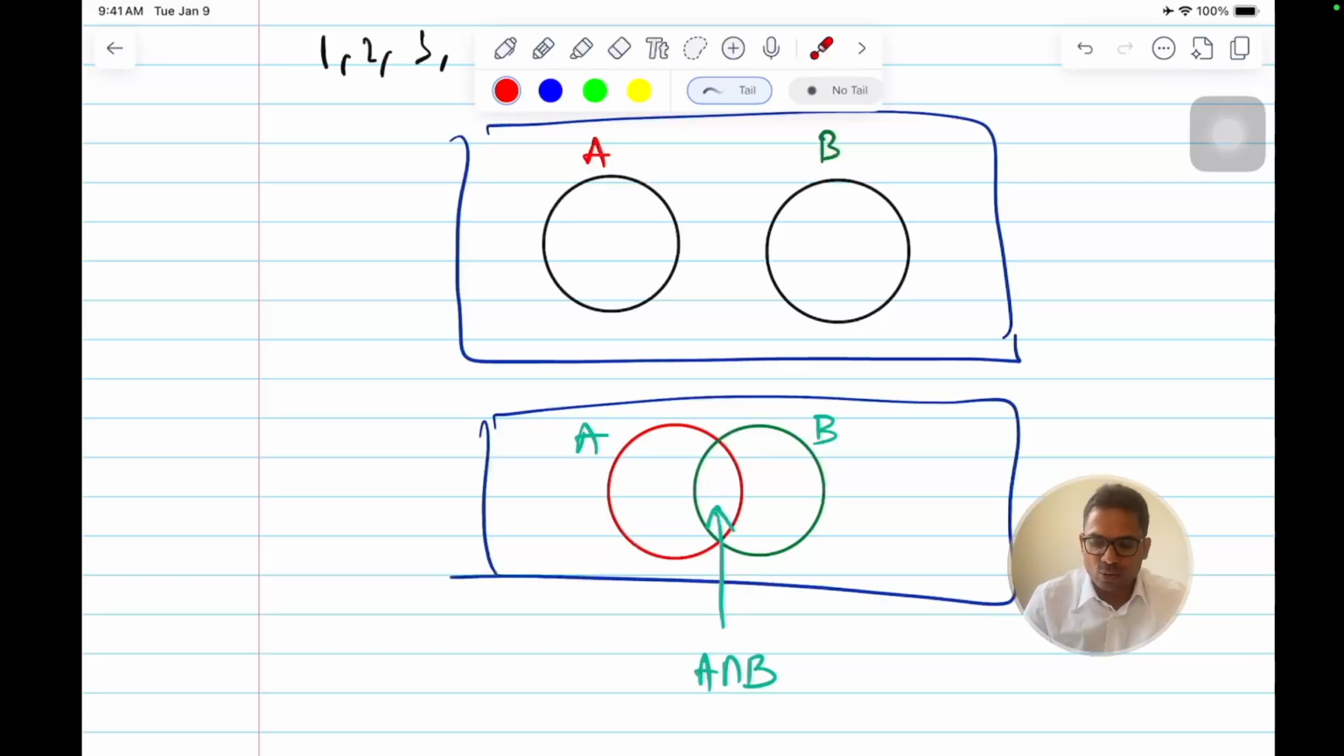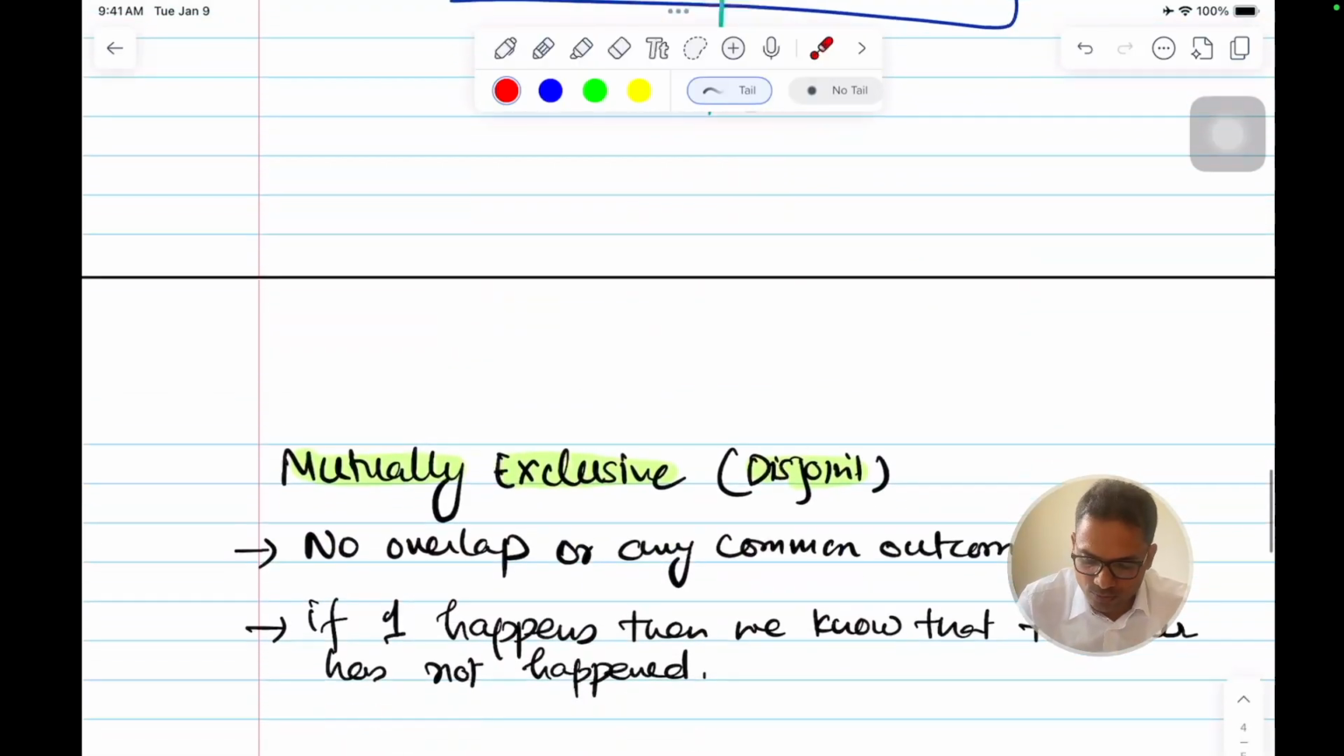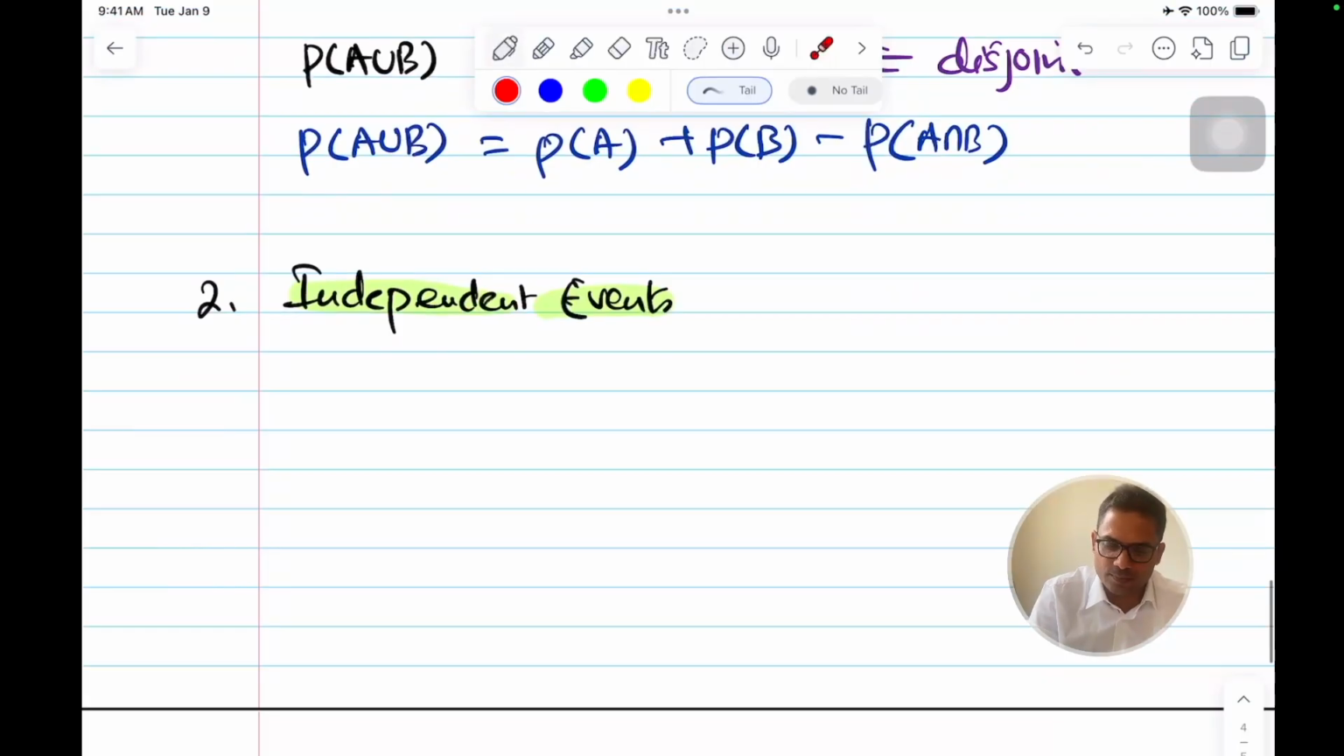The outcome of one does not impact the outcome of the other. That is independence. And if I know the outcome of one, then we know the outcome of the other. That is mutual exclusion. If A has happened, then B will definitely not happen. But if the events are independent, then even if A has happened, I don't know anything about B, whether it has happened or not happened. That is independent events.